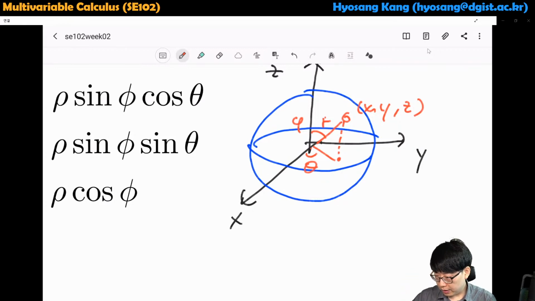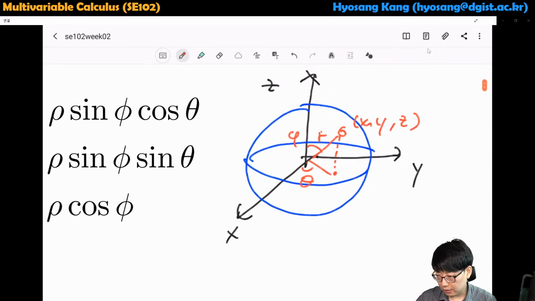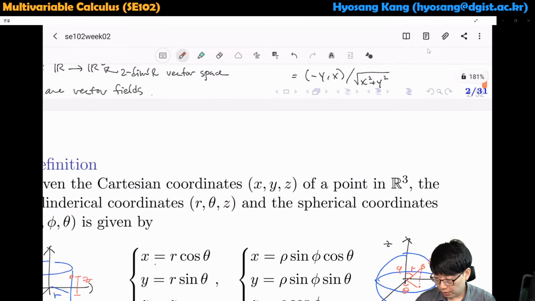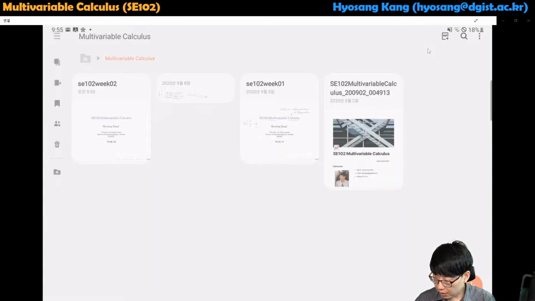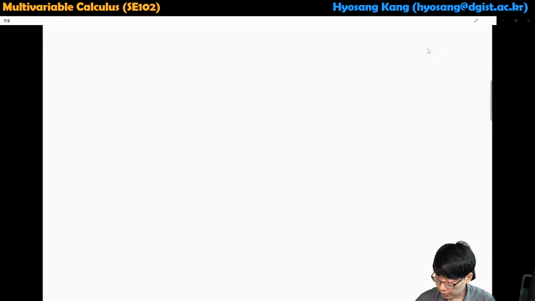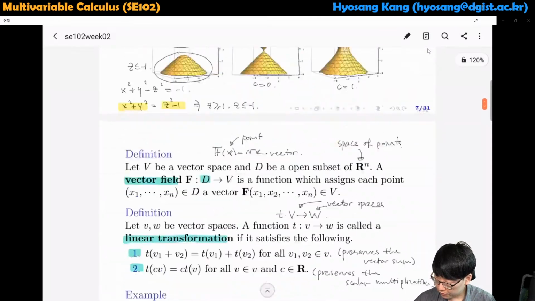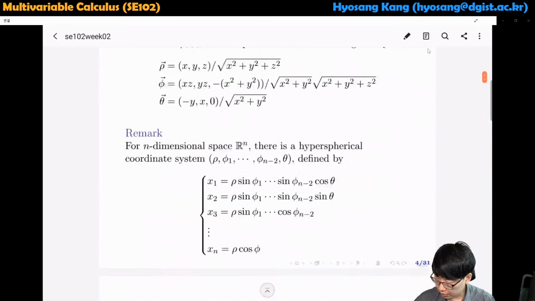Watch for the roles of these variables theta and phi. In physics, they switch the roles. In physics, they use theta to be the angle between the z-axis and this line segment, but in mathematics, they use theta for this angle, just to be consistent with the theta of the polar coordinate system.